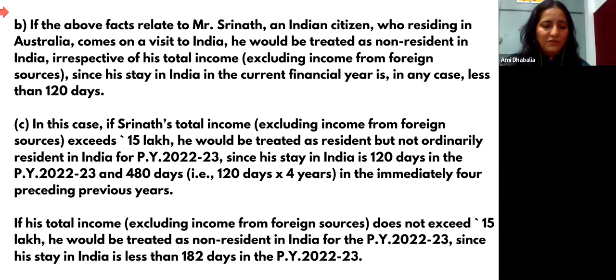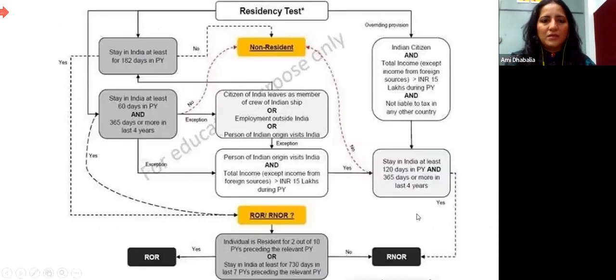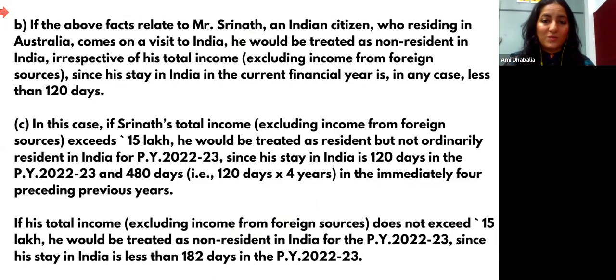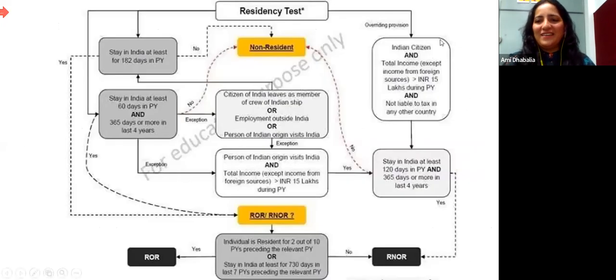Now see the last paragraph. If his total income other than foreign sources does not exceed 15 lakhs, then we will have to again check the condition of 182 days and not 120 days. And then he will be treated as a non-resident because it is obviously less than 182 days. He is just here for 120 days. So I hope this is clear. This is a diagrammatic representation of what we just did, but I think the theory is much simpler. So this is part 1.